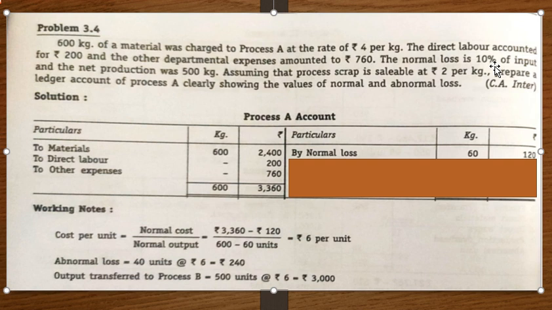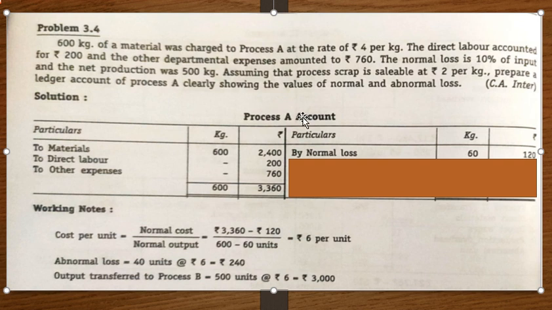We need to check whether they have given the scrap value to sell this loss. And the net production they have given is 500 kg, that is the output of this particular process. Input is 600, output is 500. So let us look into the calculation whether we are getting abnormal loss or abnormal gain. Assuming that the process scrap is saleable at rupees 2 per kg, yes, they have given the recoverable amount for normal loss. So now we will be preparing the ledger account for process A.